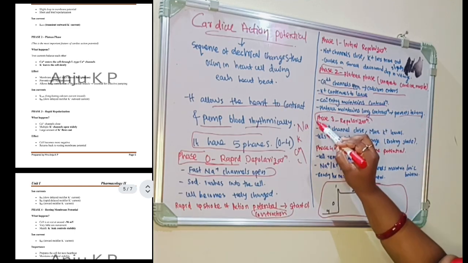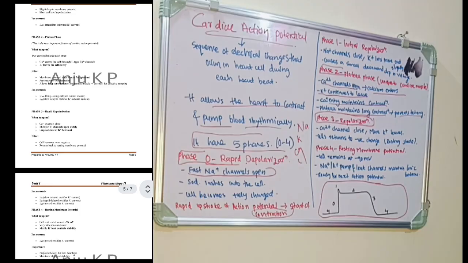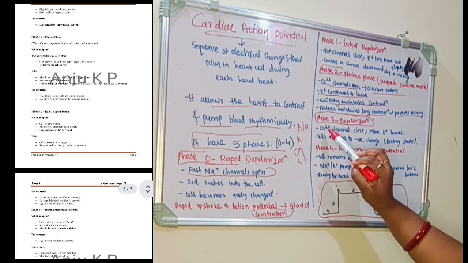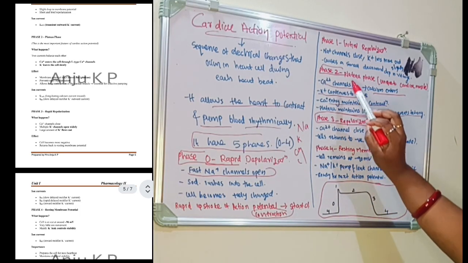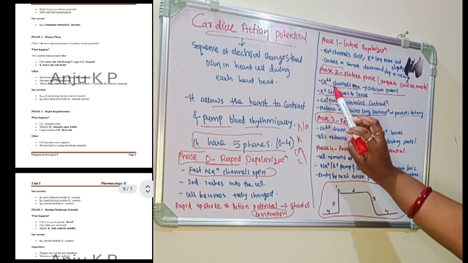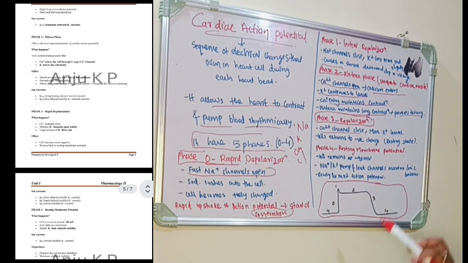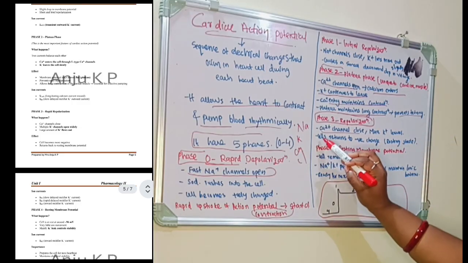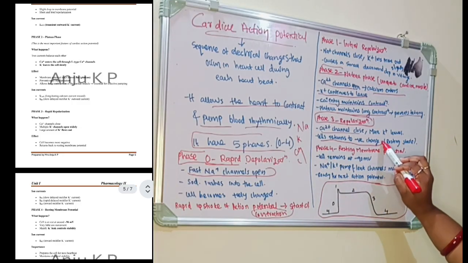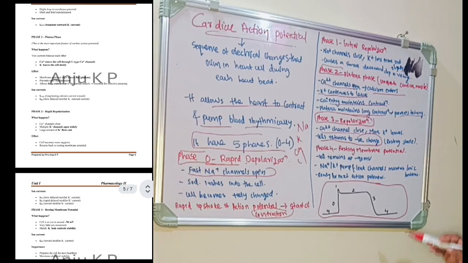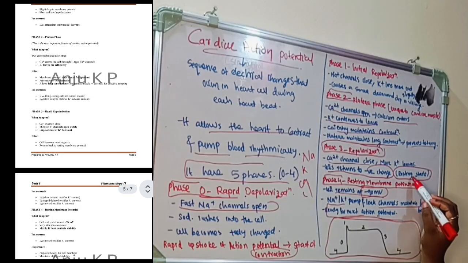Then the next phase is phase 3, that is repolarization. In this stage, the calcium channels will close. Here the calcium channels opened in phase 2, right? So in phase 3, the calcium channels are going to close and more potassium ions will leave, and the cell returns to its negative charge. Okay, so this is the resting state.